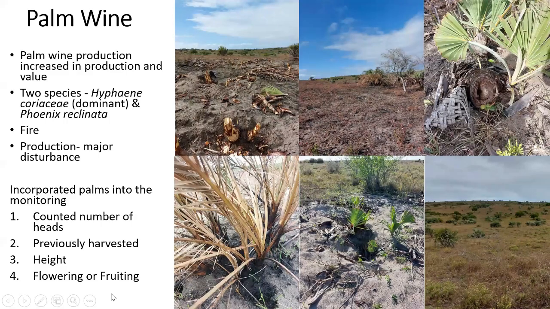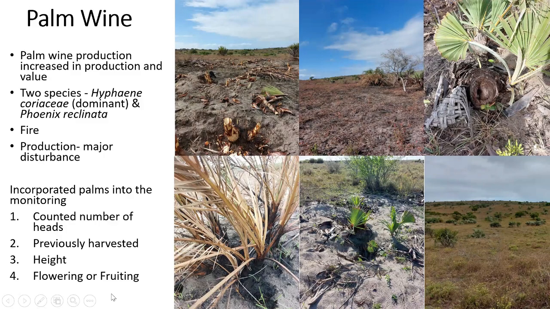An interesting note that we added to the project while we started was the palm wine production. So palm wine production is a big commodity in this part of South Africa, and there's been an increase in production and value of it. It's mainly done by 2 palms, Hyphaene, which is the dominant palm, and Phoenix. The main question around it was how it gets harvested.